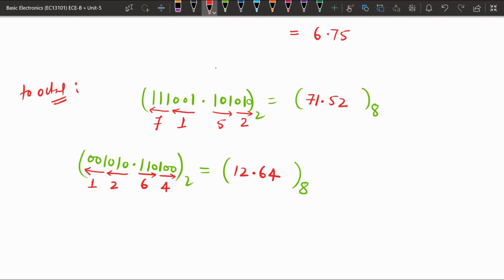Okay. So isn't it simple? We just need to make pairs of 3 digits. Okay, so here we need to make the pair of 3 digits. This is how we can convert a binary into octal.